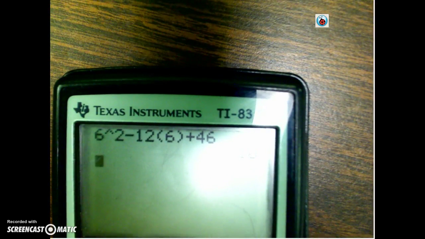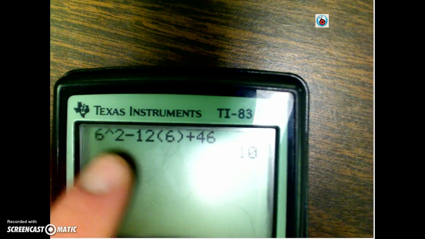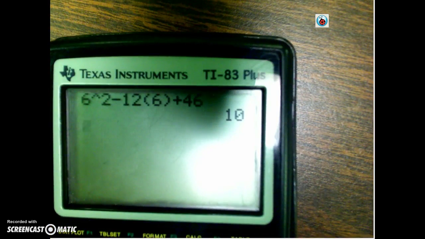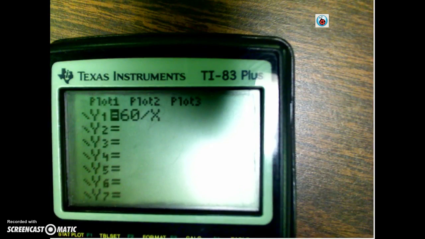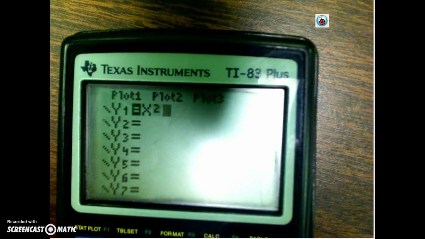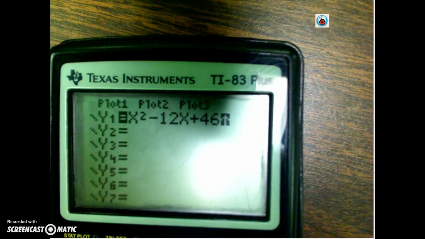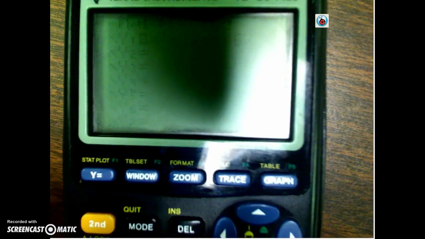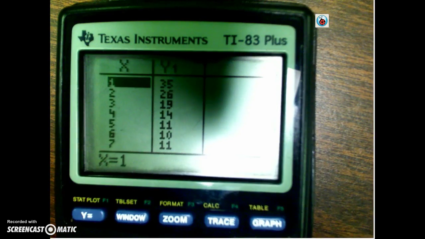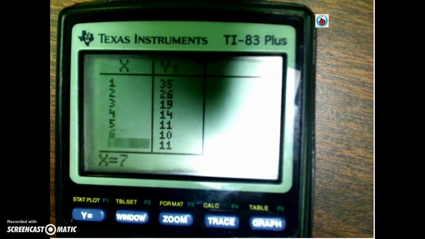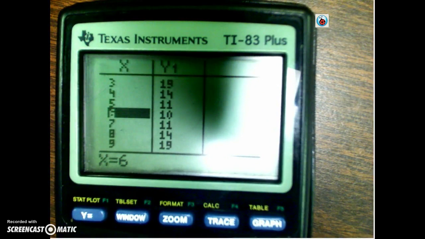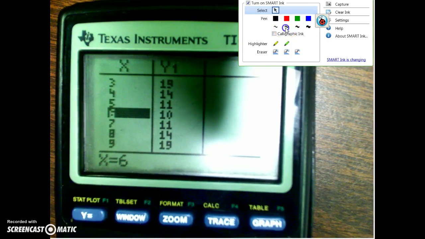If we were to take our calculators and get that plugged in, just as it looks, we got our 6 squared, minus 12 times the 6, plus the 46, we get a 10. The other way we talked about in class is to enter in the equation. So if we have our x squared minus 12x plus 46, and then we go to second and graph, we'll look at our table, and if we go to that 6, we can see here that we did indeed find the vertex because we see the symmetry exists above and below it here.